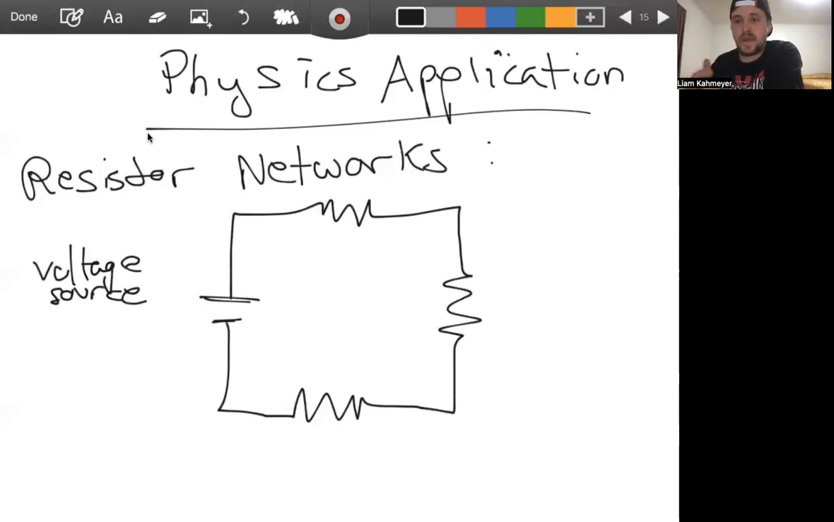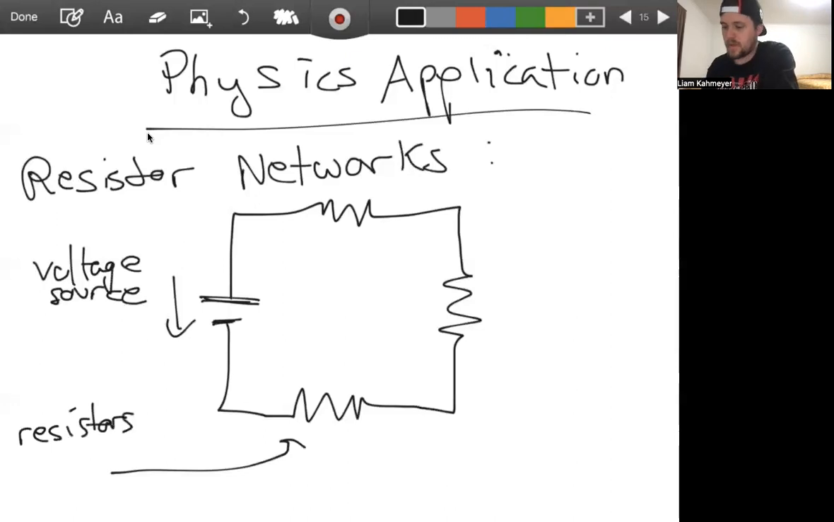And we'll need an indicated direction of current here. So let's say the voltage is traveling in the counterclockwise direction, right? So this symbol represents the voltage source. We have these squiggly lines here. These represent resistors, right? And resistors are measured in ohms.